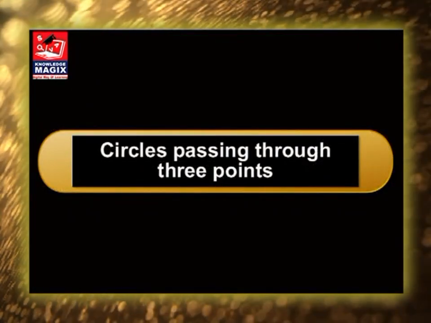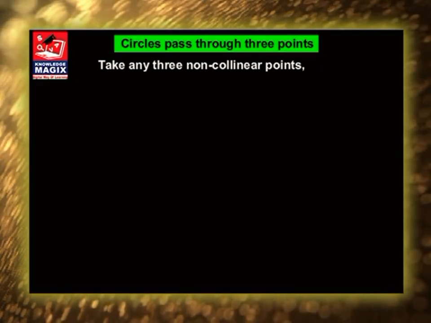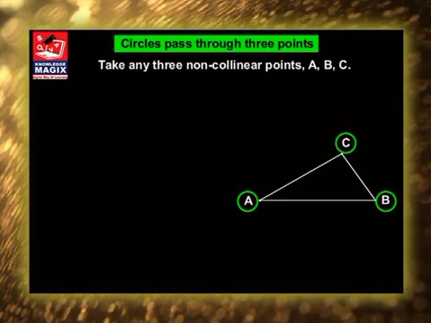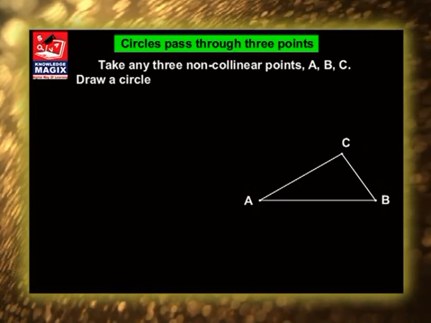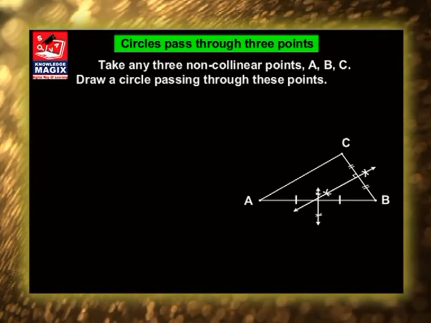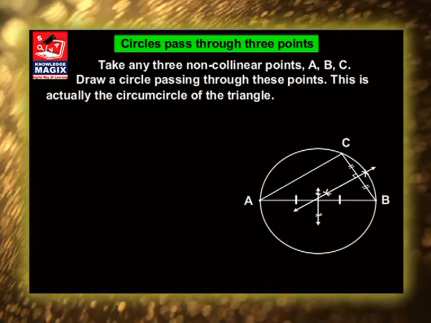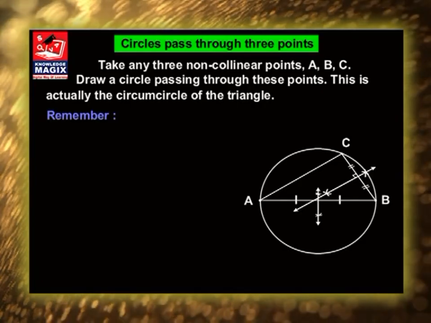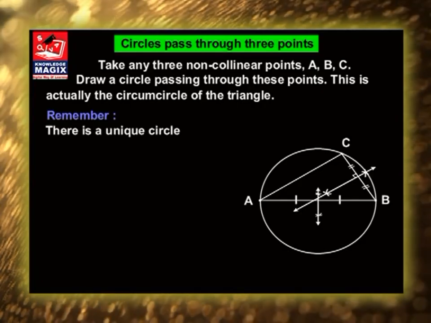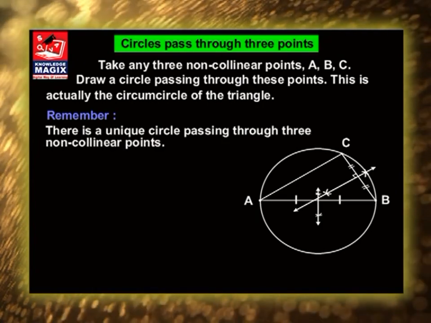Now circles passing through 3 points. Take any 3 non-collinear points A, B, C. Draw a circle passing through these points. This is actually the circumcircle of the triangle. So remember, there is a unique circle passing through 3 non-collinear points.